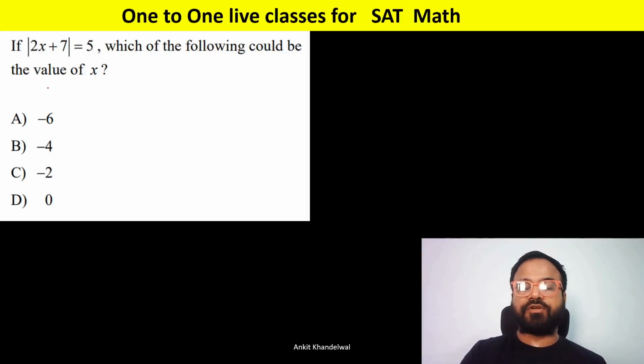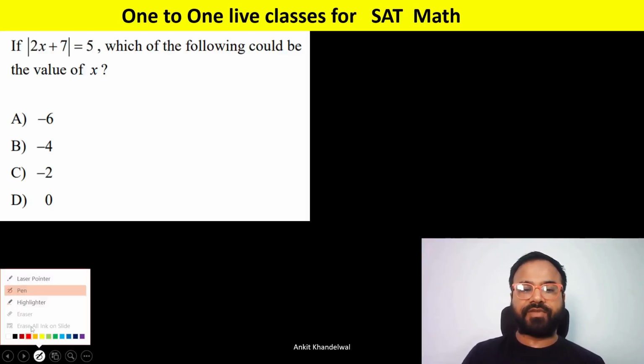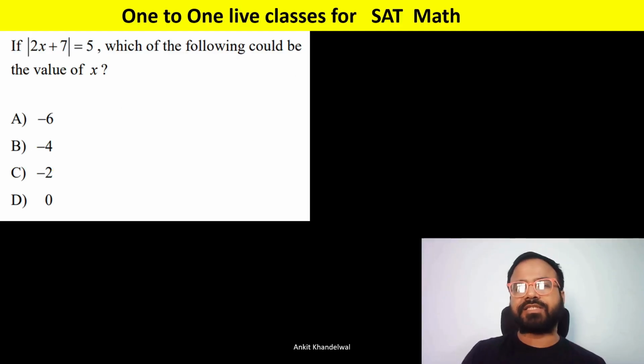Which of the following could be the value of x? A very easy one. We can open it by two cases, although you can also substitute the value from each option. Suppose you put negative 6, so 2 times negative 6 is negative 12, plus 7 is negative 5, and the absolute value of negative 5 is 5. Yes, option A is satisfying. Option B will not be satisfying because if you put negative 4, this becomes negative 8 plus 7, which is negative 1. If you put option C, negative 4 plus 7 is 3, which is not working, and if you put 0, 0 plus 7 is 7, which is not working.